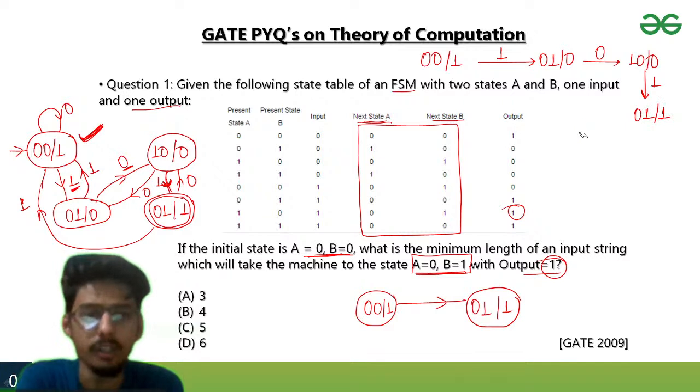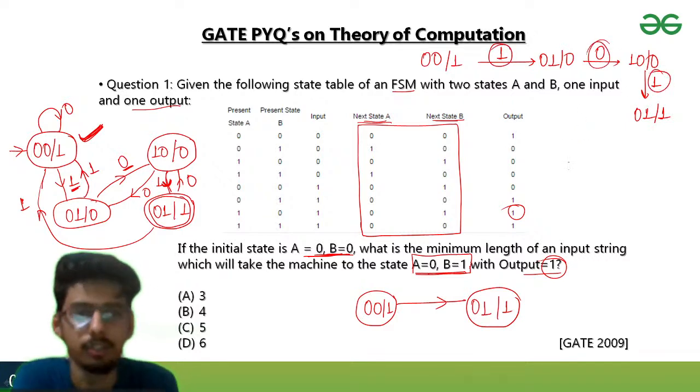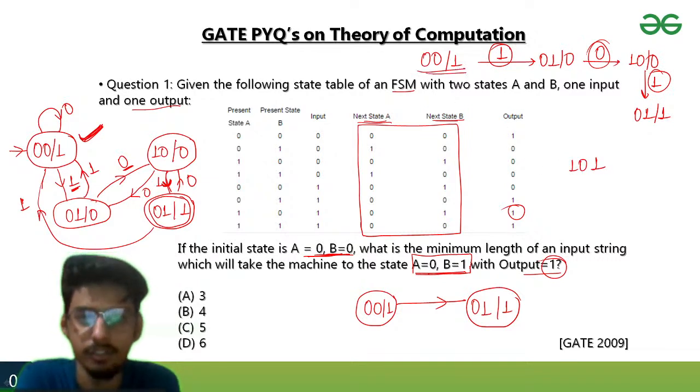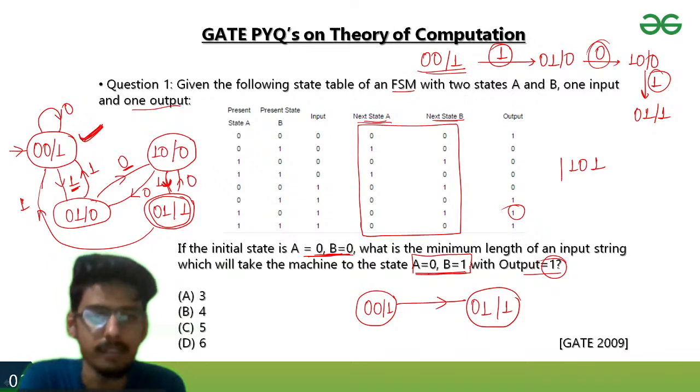Okay, so what all things I saw? I saw 1 0 1. I was on this initial state 0 0, and on seeing the input symbol as 1 0 1, I move to my final state. Let me remove this. So this is my final state, right?